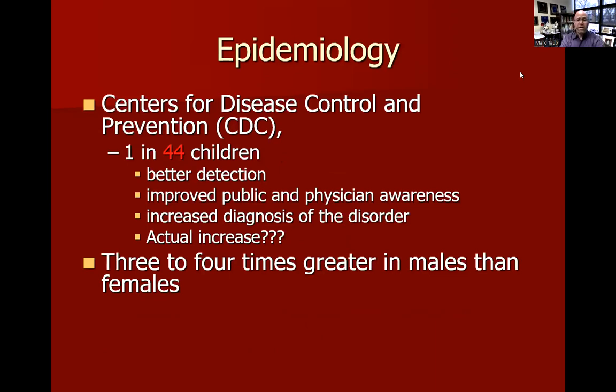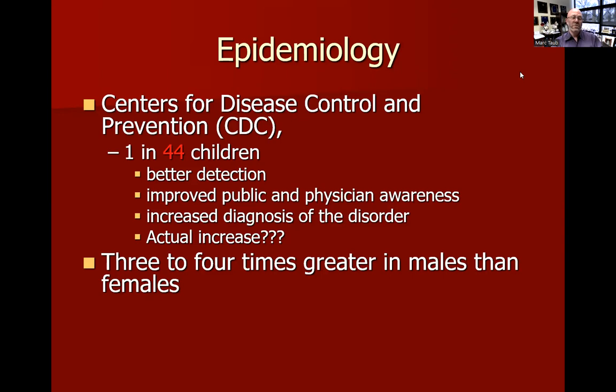I just looked up this number again today. When I did this lecture last, it was 1 in 54 children. When I first started doing this lecture, probably 10 years ago at least, it was 1 in 150. So where did the increase come from? Is there an actual increase? I don't truly believe there's an actual increase. I believe it's due to better detection, better and improved public and physician awareness, which leads to an increase in the diagnosis of the disorder. So everybody's aware of it.